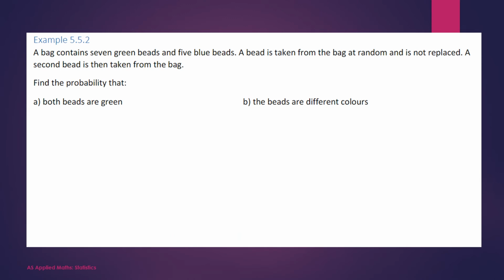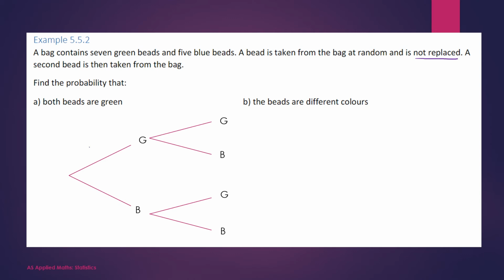So looking at this example, we have got a bag that contains 7 green beads and 5 blue beads. So I have 12 beads in total there. A bead is taken from the bag at random and it is not replaced. So we've got a not replaced situation here, and we need to apply that to the tree diagram. So pause the video, have a go at filling in the tree diagram, and then have a go at the questions and just check in to see if you've got the right answer.